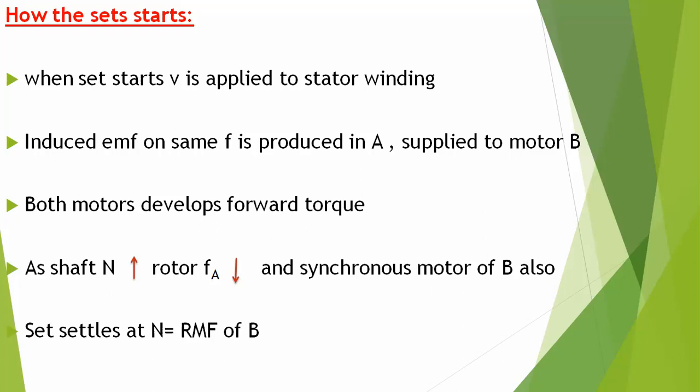This EMF produced in rotor A with the same frequency is supplied to auxiliary motor B, right? From the rotor, the induced EMF developed in A is supplied to B because the two are connected: the rotor of A and the stator of B are connected. Because of this connection, what happens? Both the motors will be developing a forward torque only.